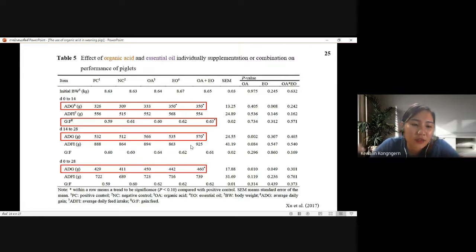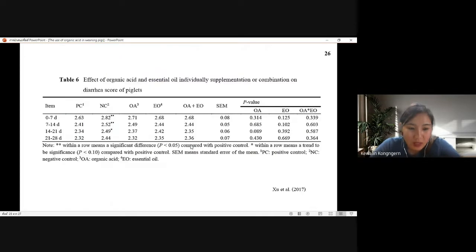And by day 28, we will see the organic acid combined with the essential oil has the greatest result compared to the other groups. Okay, next is the effect of organic acid and essential oil, individual supplementation or combination, on diarrhea score of pigs. This is the last table result.